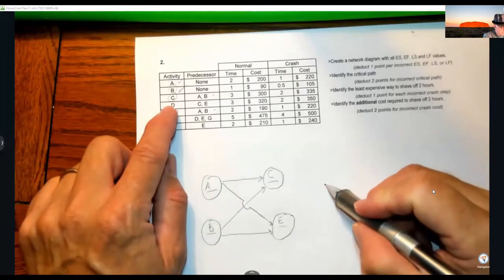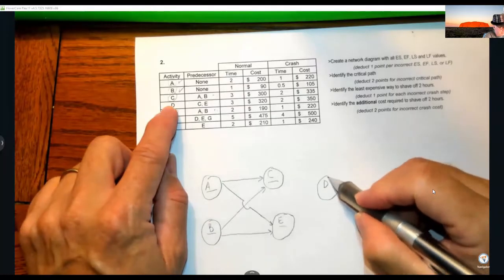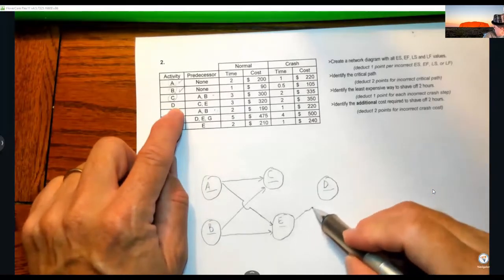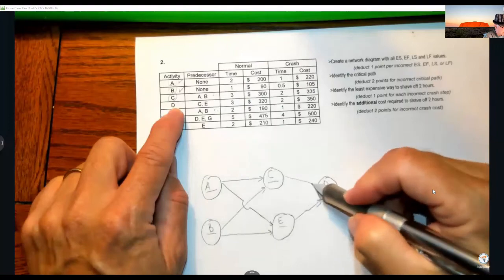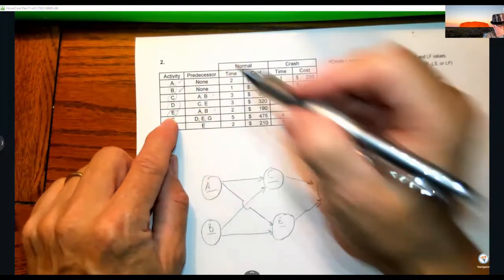Okay, so I'm just going to put this one here. I don't know exactly how much room I'm going to need, so I'm just going to kind of put it here. And it says D comes from C and E. Okay, I got that one taken care of.